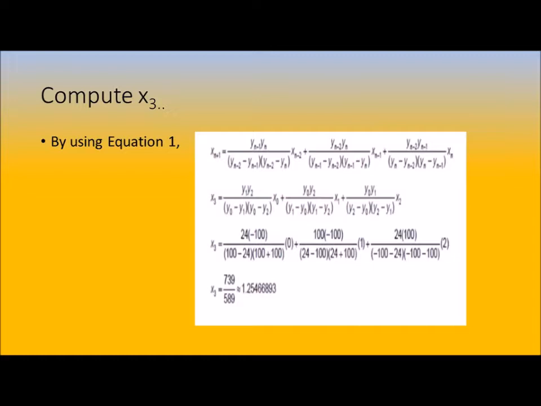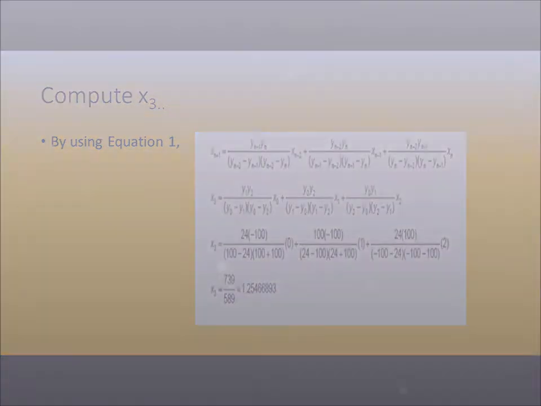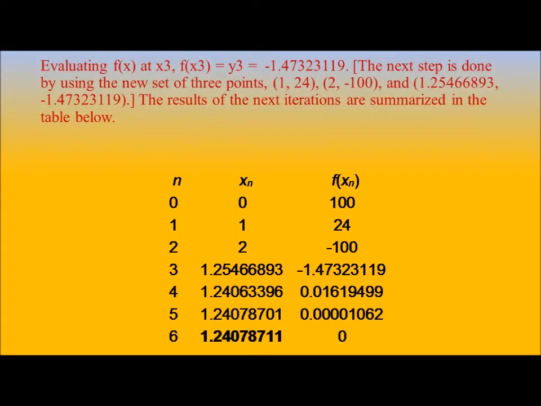Now the next step is to compute x3. By using equation 1, which we had already seen, we get x3 approximately equal to 1.2566893 or something. Corresponding to that x value, we can also get the y value. And we will keep repeating this procedure until we reach an acceptably small error.